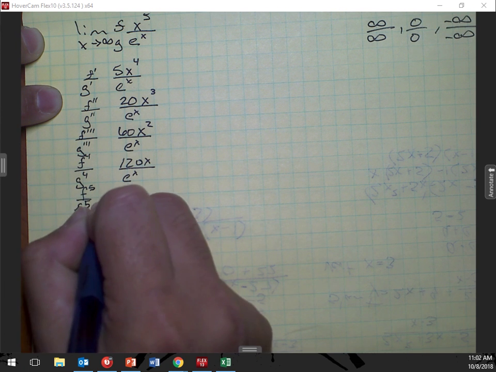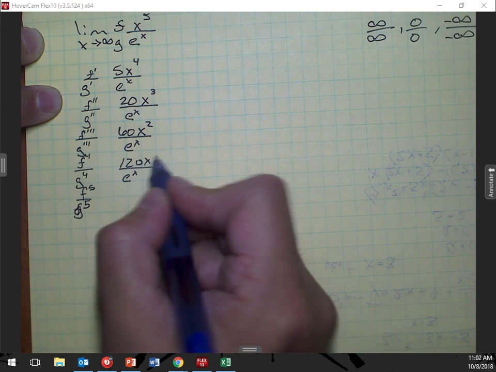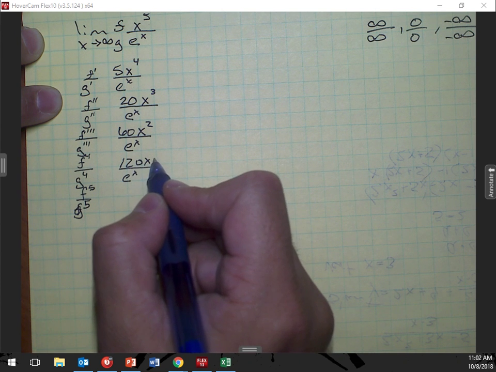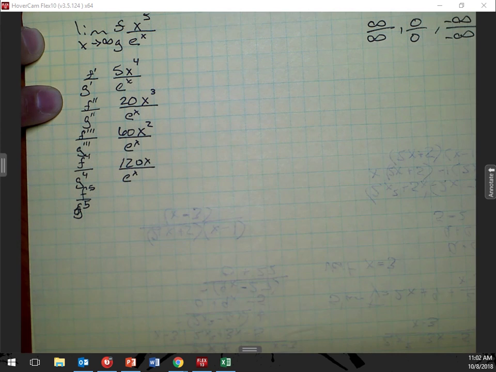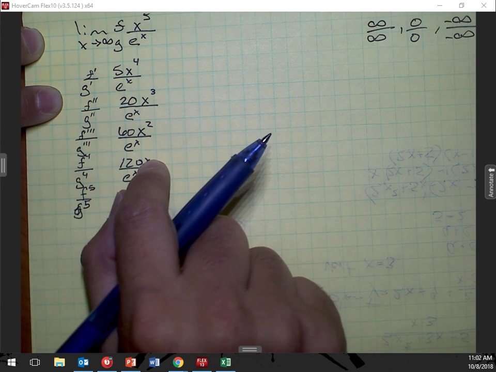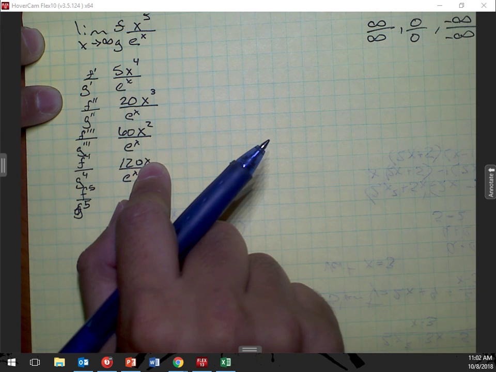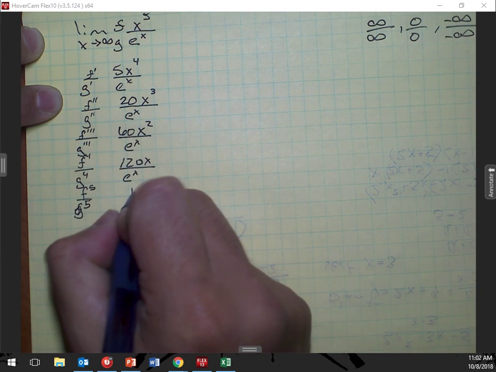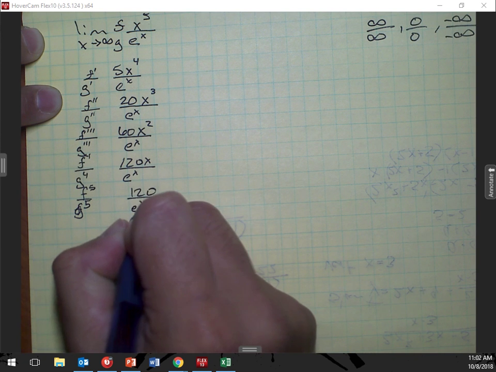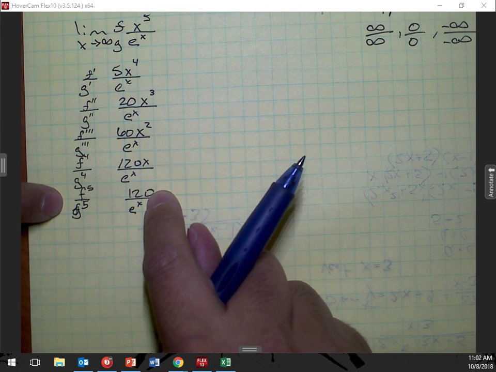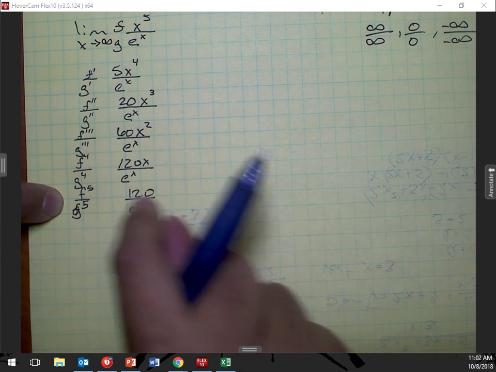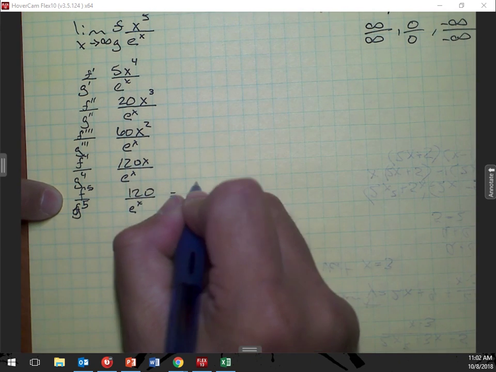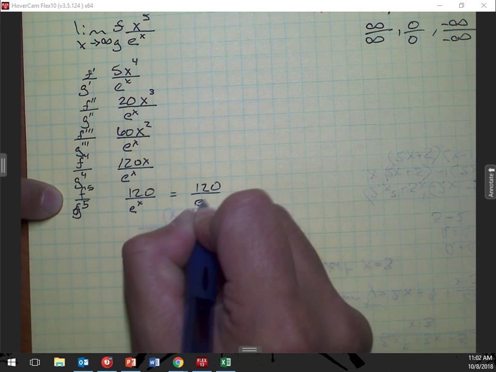So take the derivative. It's 1. 120, but now what is it? x to the 0. You have to subtract, right? x to the 0 is just going to be 1. So that means the x goes away. The variables go away here. So now it's just going to be 120 over e to the x. Now, if I plug in infinity here on top, is that going to give me infinity on top? No. What is that going to give me? 120 over e to the infinity.